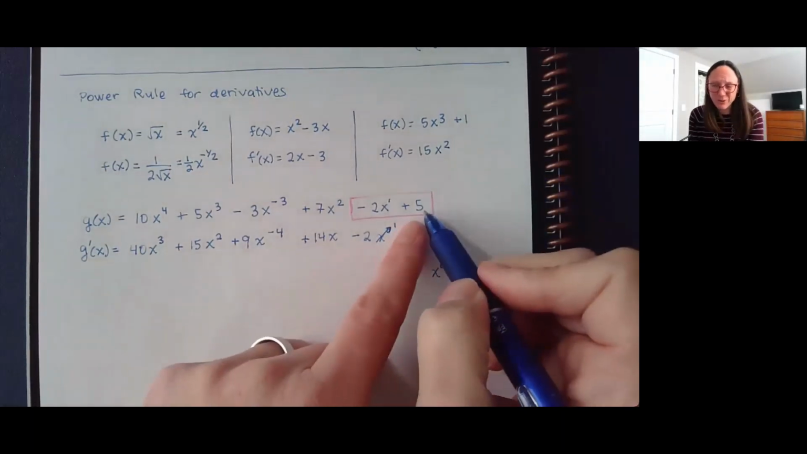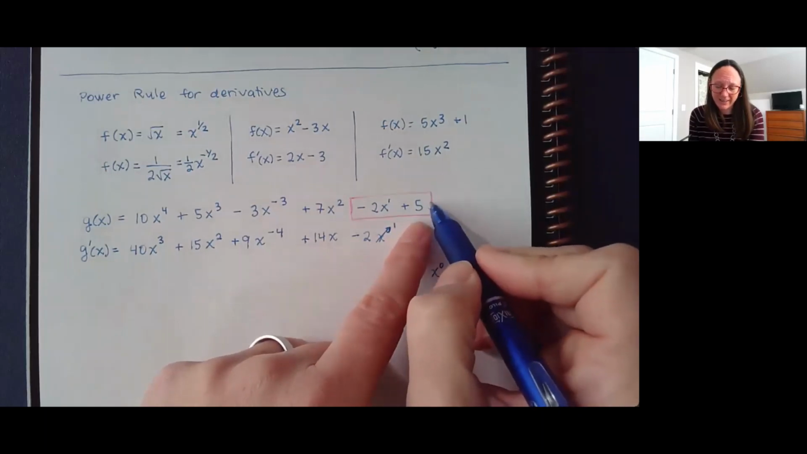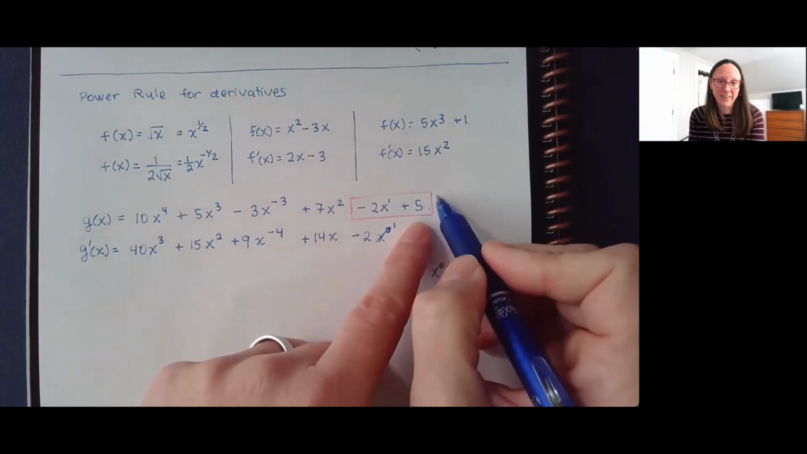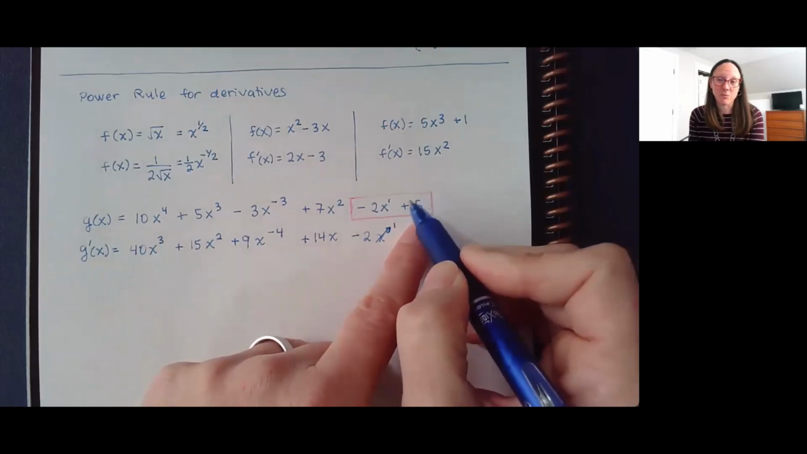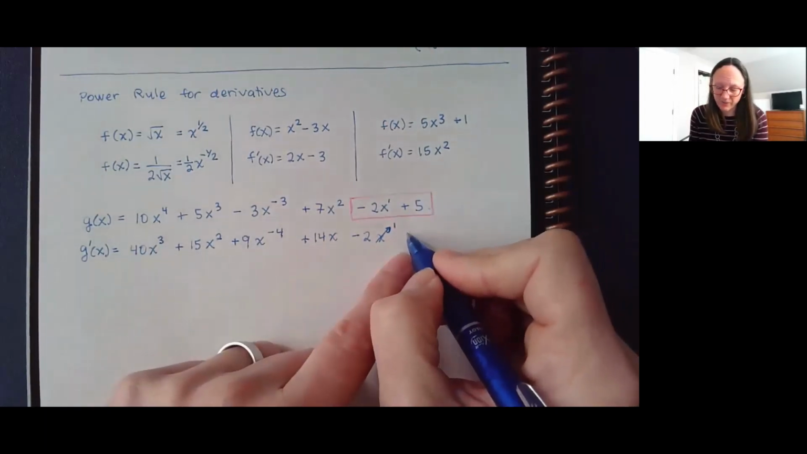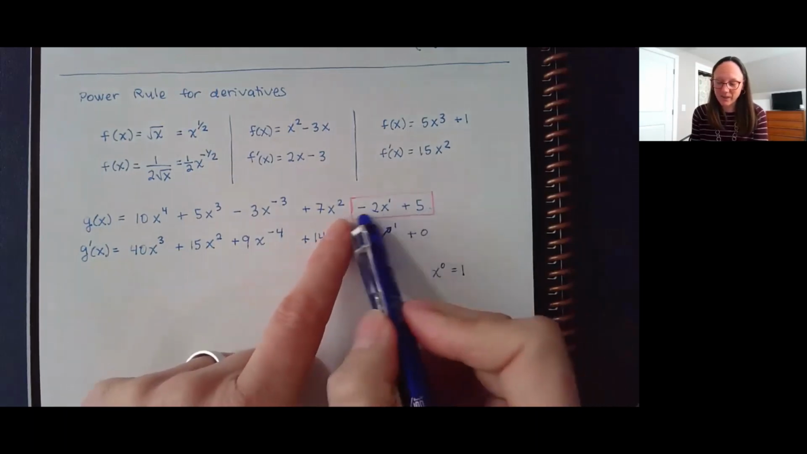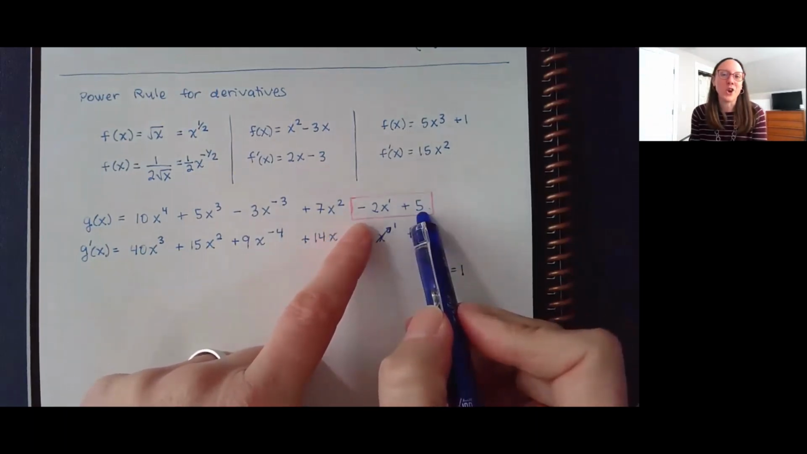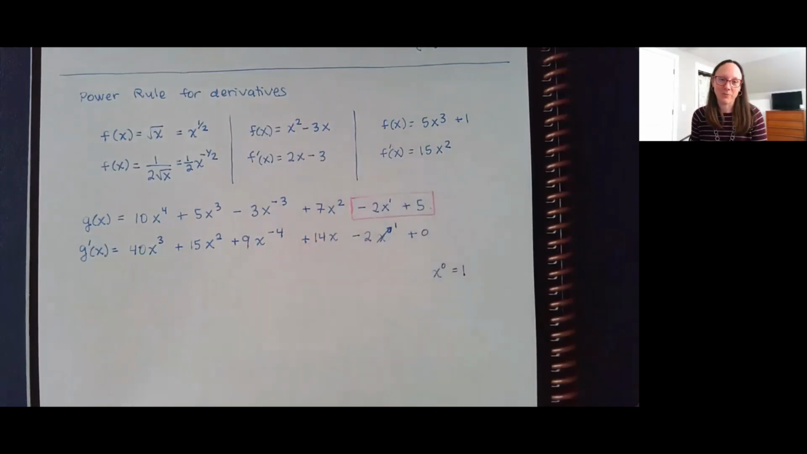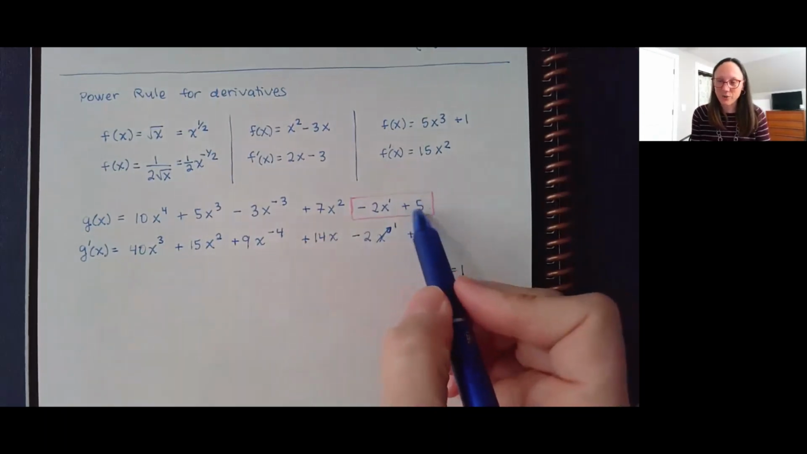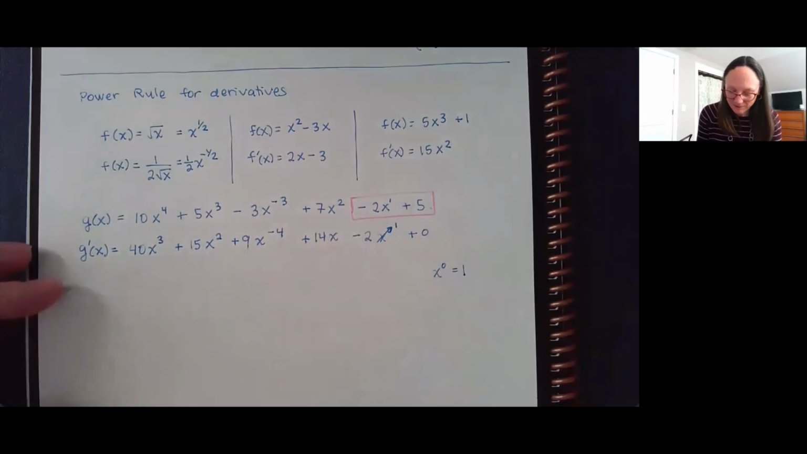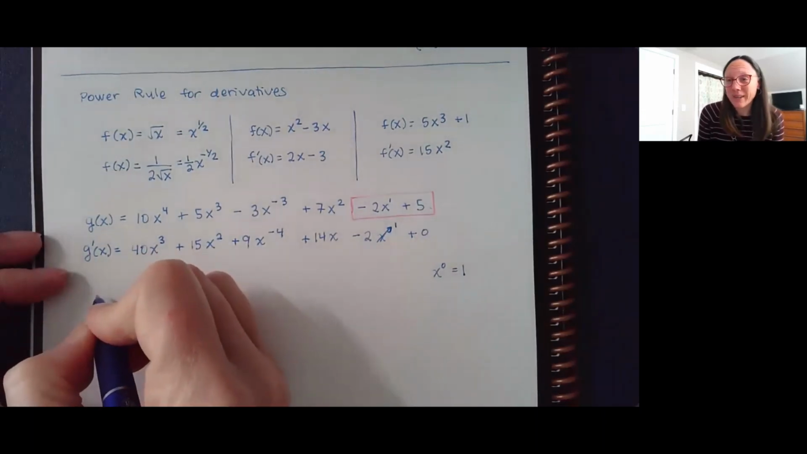And if you thought about doing that with a 5, I could think about that as 5x to the 0. And then when you bring down the exponent, 0 times a number is just 0. I do not recommend thinking about it that way. I truly think that when you see something linear, we already know how to find that slope. And when we take the derivative of a constant, it's going to be 0.